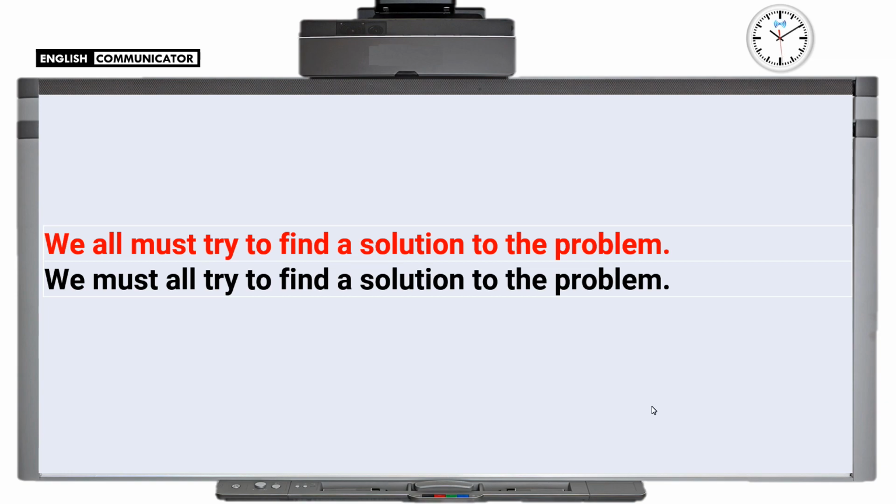We all must try to find a solution to the problem. Wrong. There is a difference of order. So we all must try? No. We must all try. So you have to use, first of all, must, all the modals in English language grammar. All the modals come first, okay? Must, will, would, should. So we must all try to find a solution to the problem. Right.